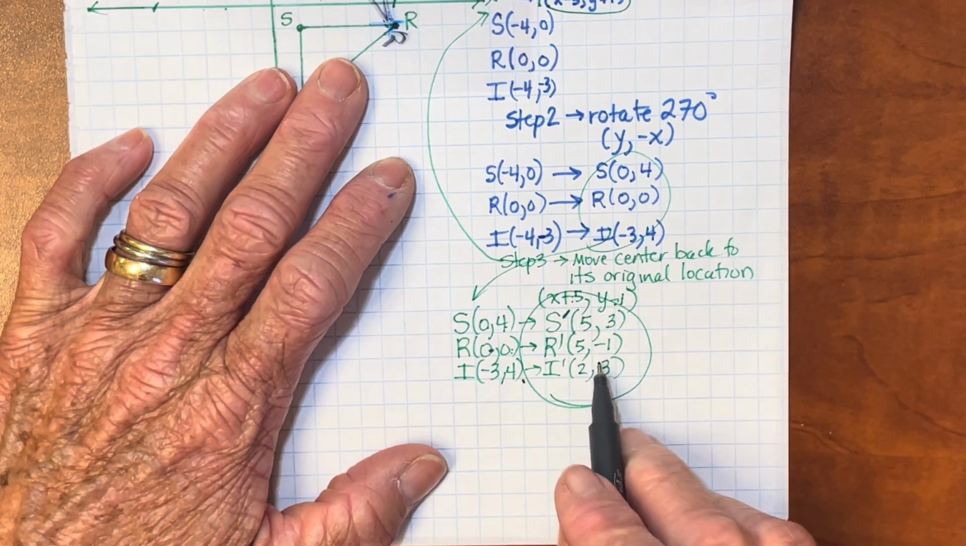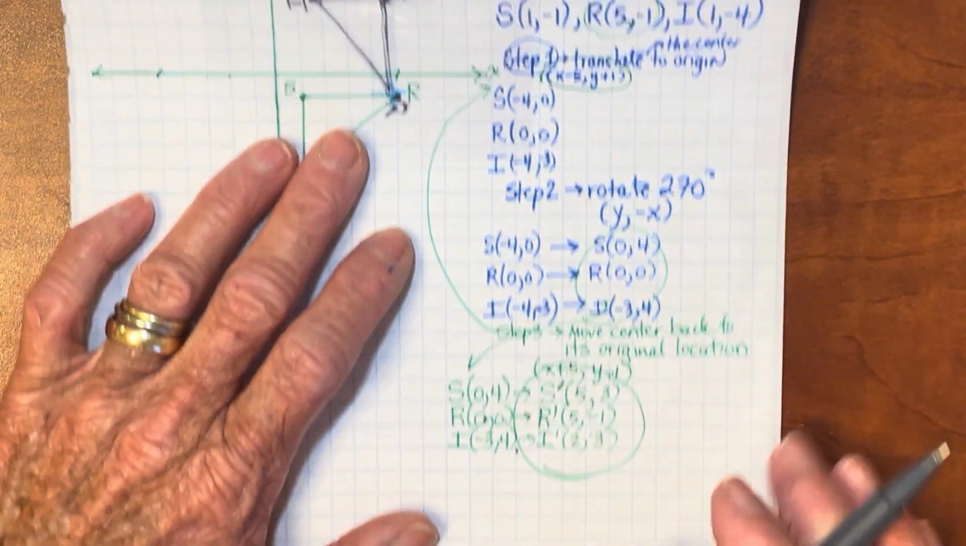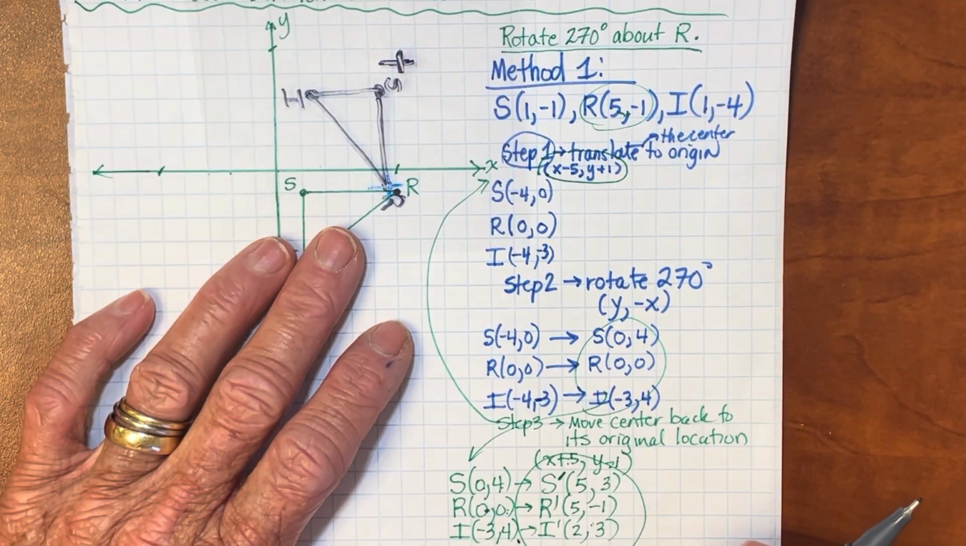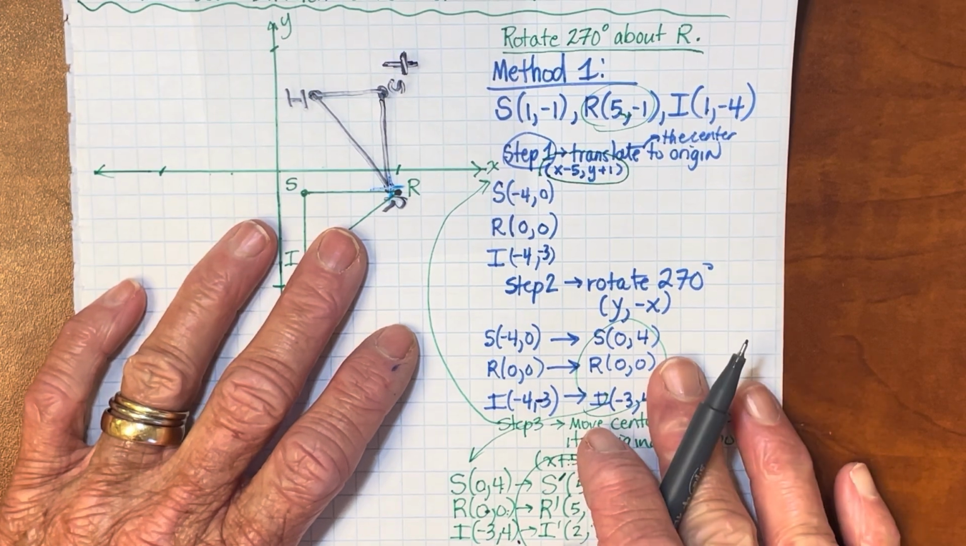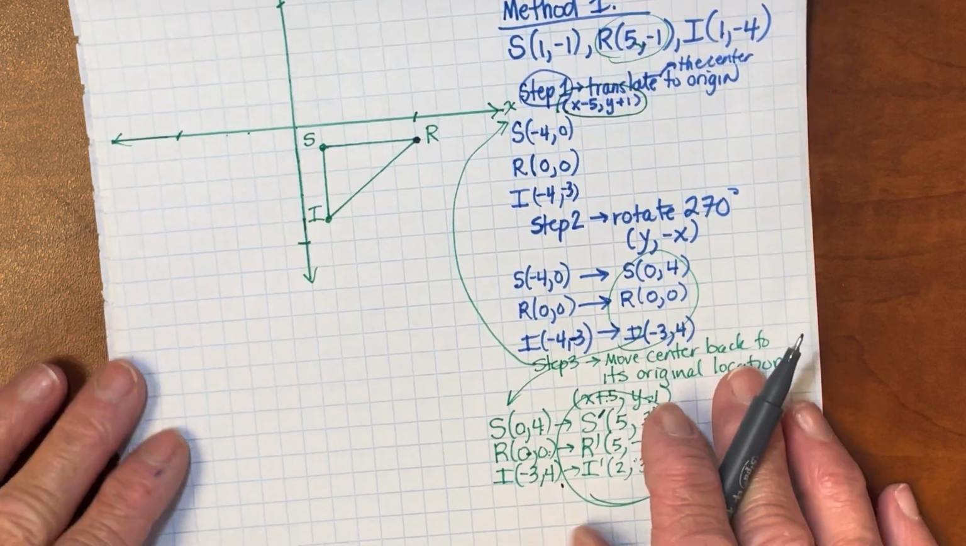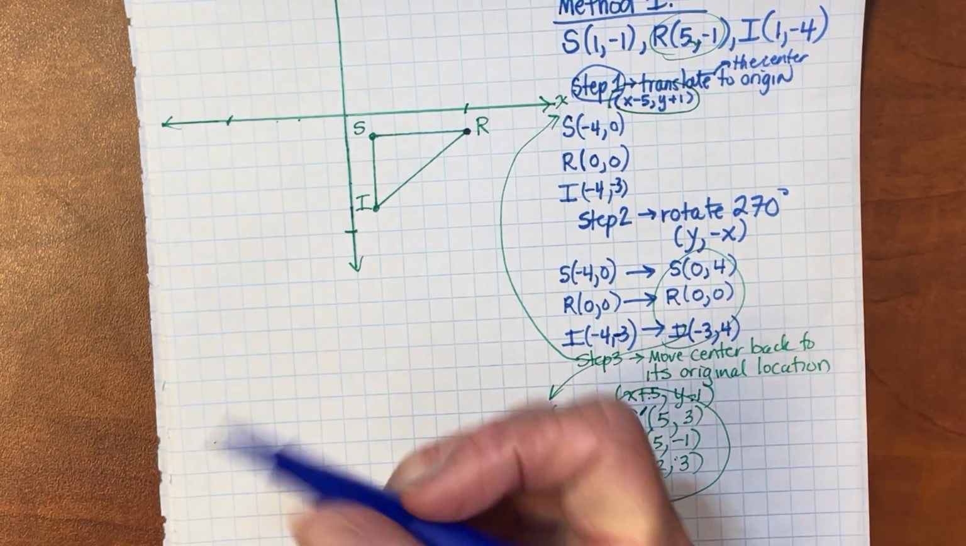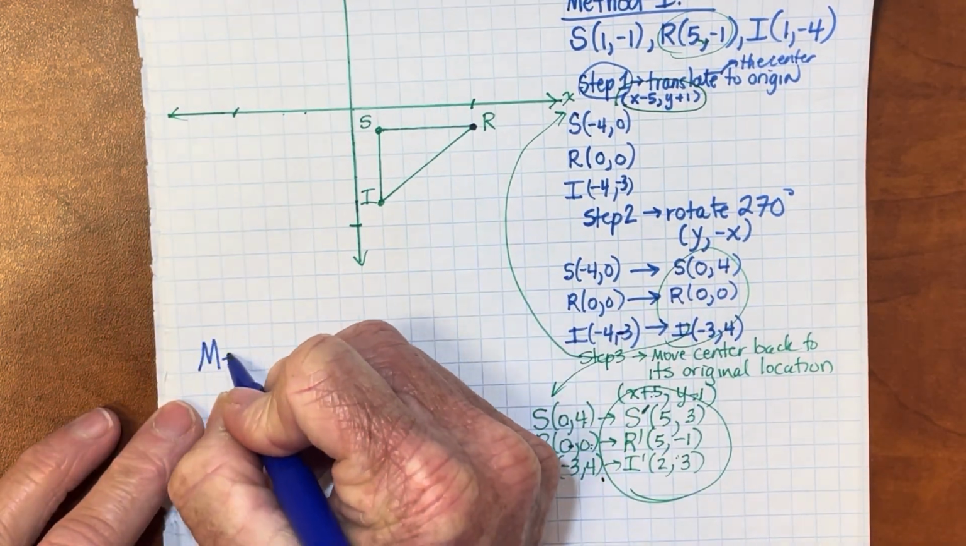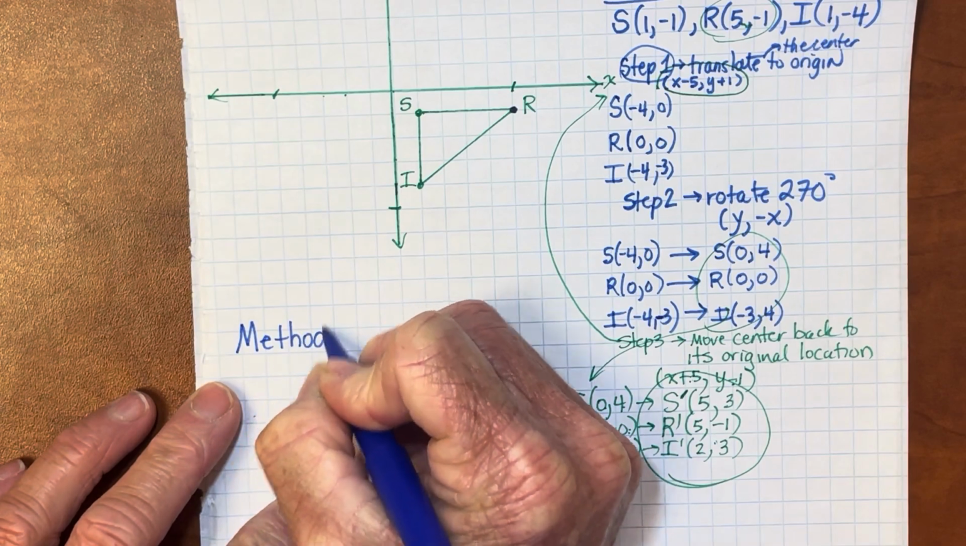So this would be my image. So that's quite a lengthy process in order to make that happen. So I'd like to show you a different method, and we'll see what you think about it, okay? It's much quicker, but it might just be a little trickier to wrap your head around.